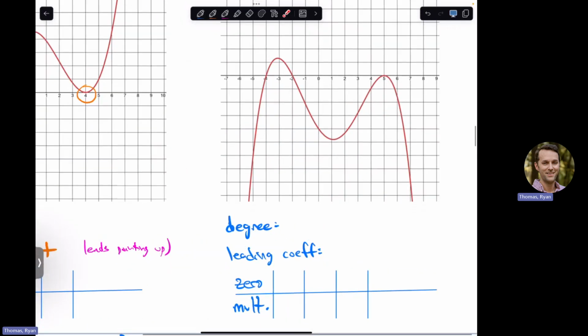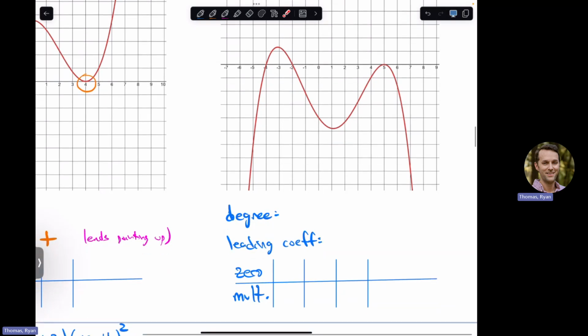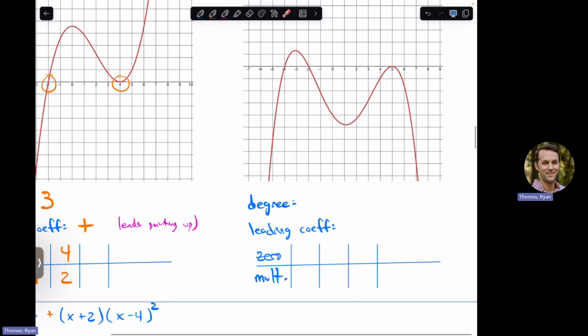Y'all tell me about this one then. Degree is 4 or what? Okay, there are 3 turning points. You have to go one more than that, so the degree's got to be at least 4. What else tells me about the degree?